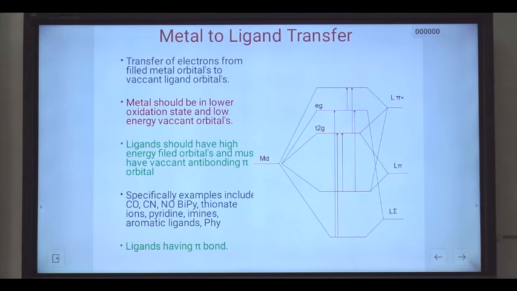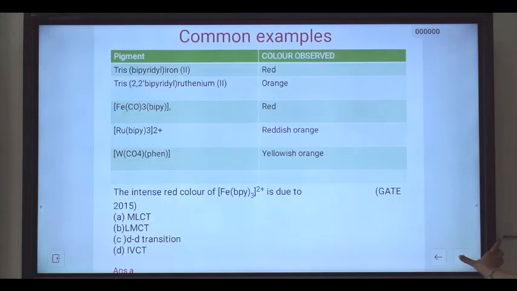And in this case, the most important point is that the transfer of electron should occur from the pi to the pi star orbital. That is from Eg to pi star orbital or T2g to pi star orbital. The pi star orbital is very important during the metal to ligand charge transfer. So these are the common examples for the metal to ligand charge transfer.